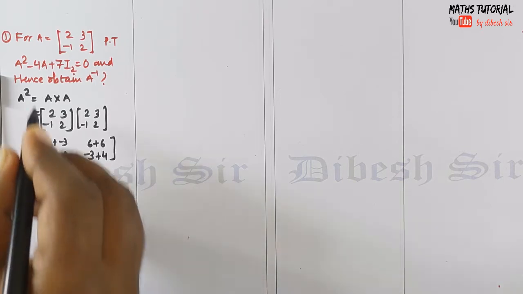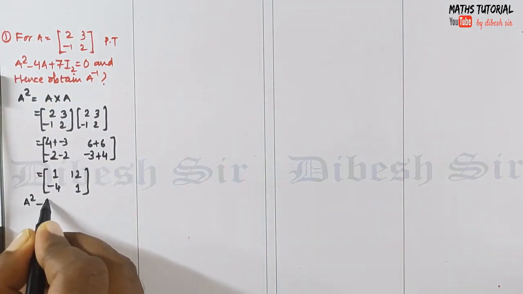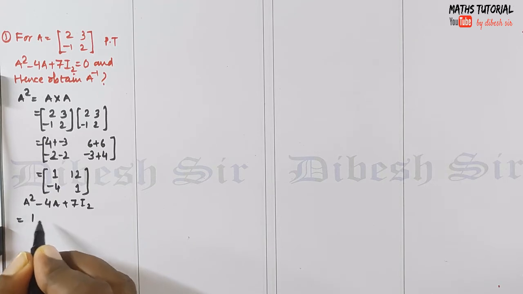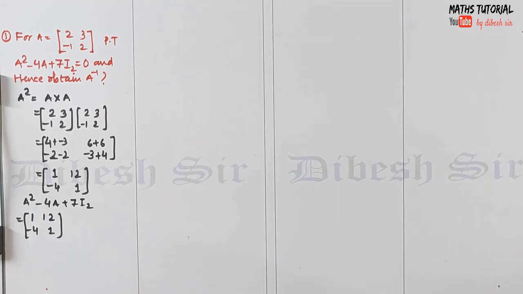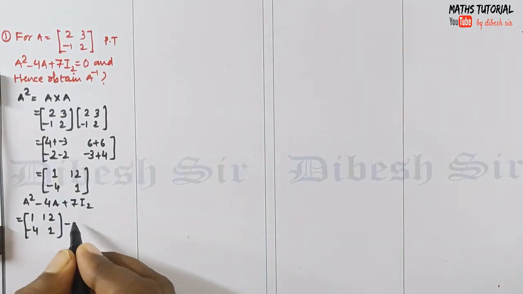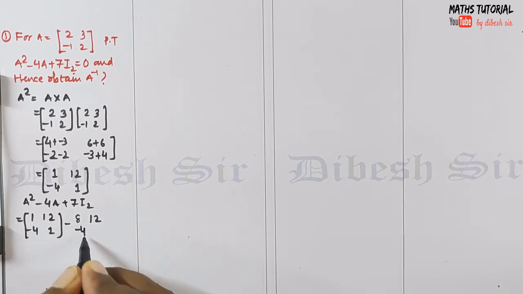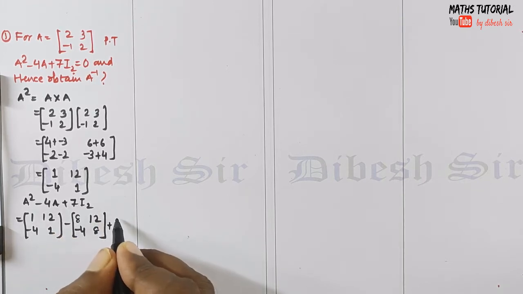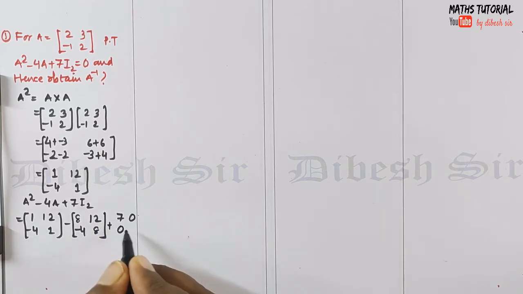Now let's prove this as 0. Again write A square minus 4A plus 7I2. A square is [1 12; -4 1] minus 4 times A. 4 times A means 4 into 2, that is 8. 4 3s are 12. 4 into -1 is -4, 4 2s are 8. Plus 7 into I2. I2 means [1 0; 0 1]. So 7 1 is 7, 0, 0, 7.